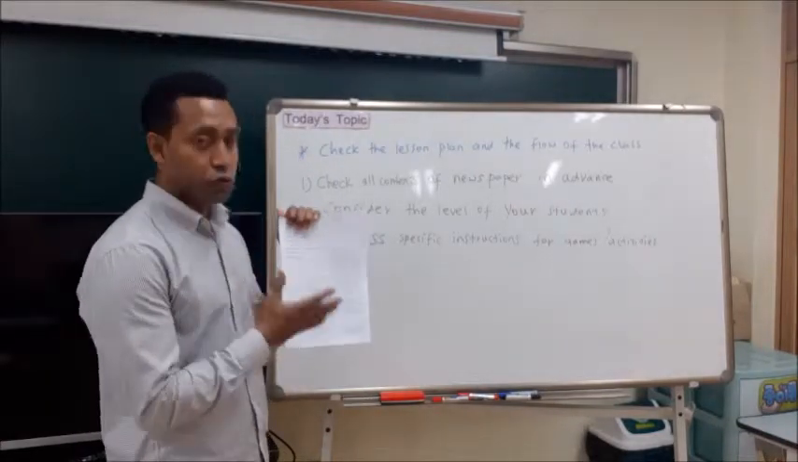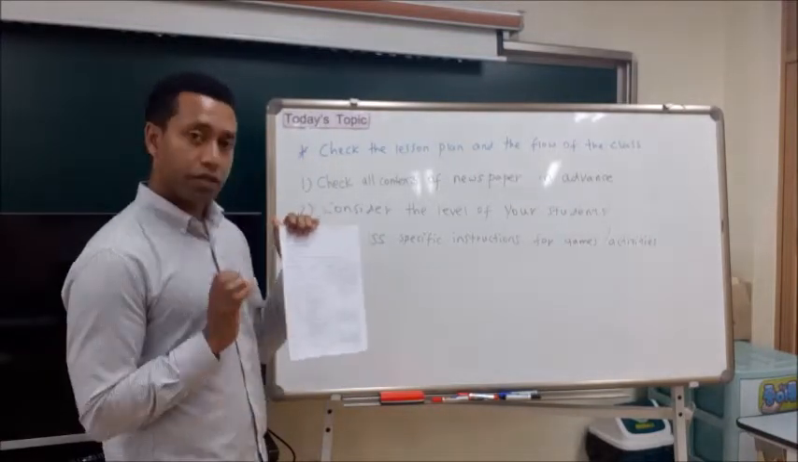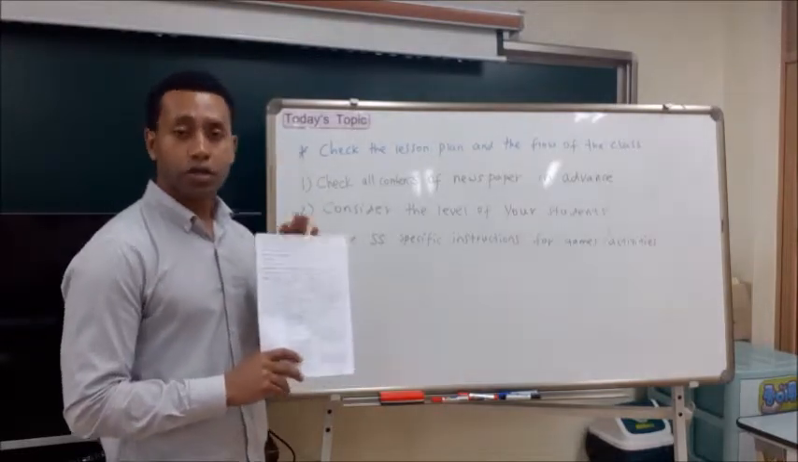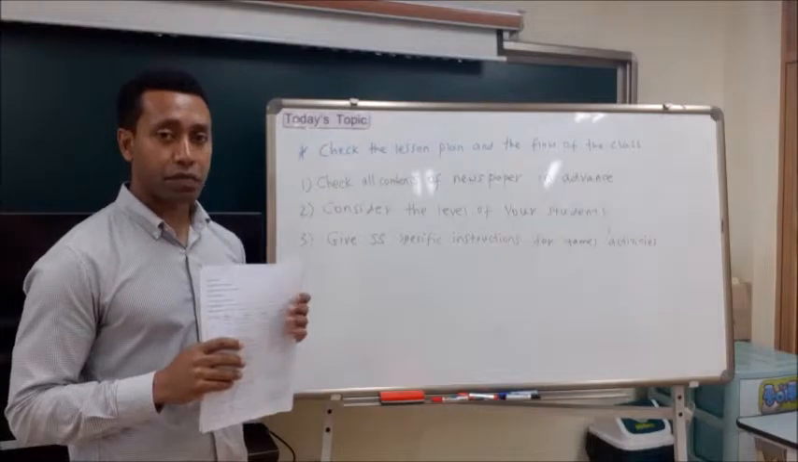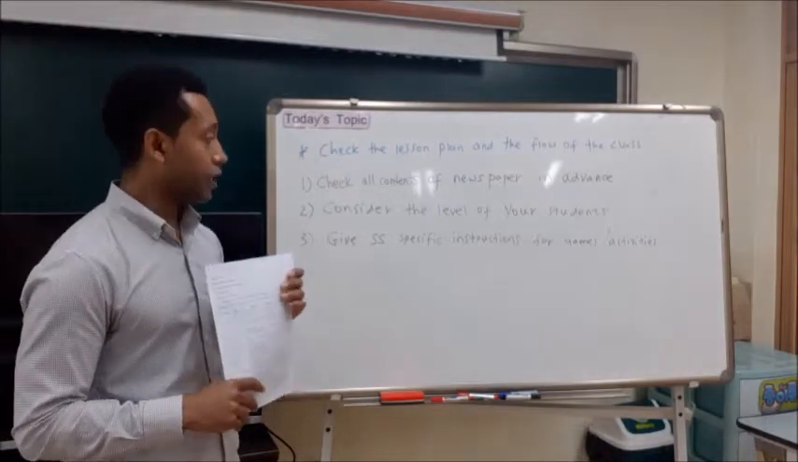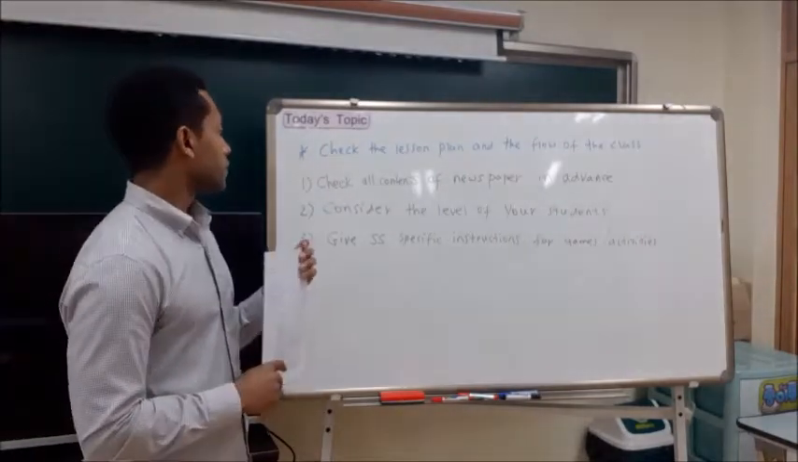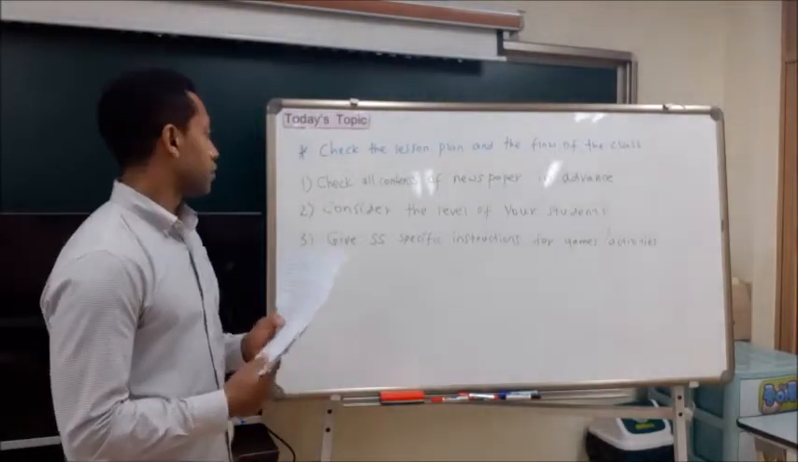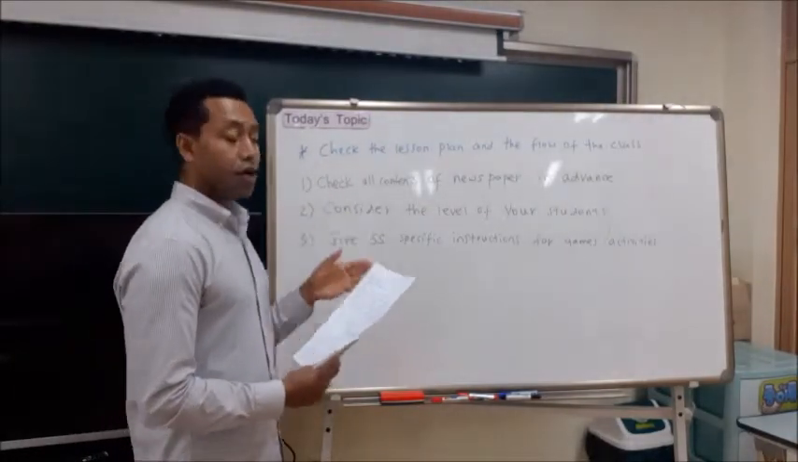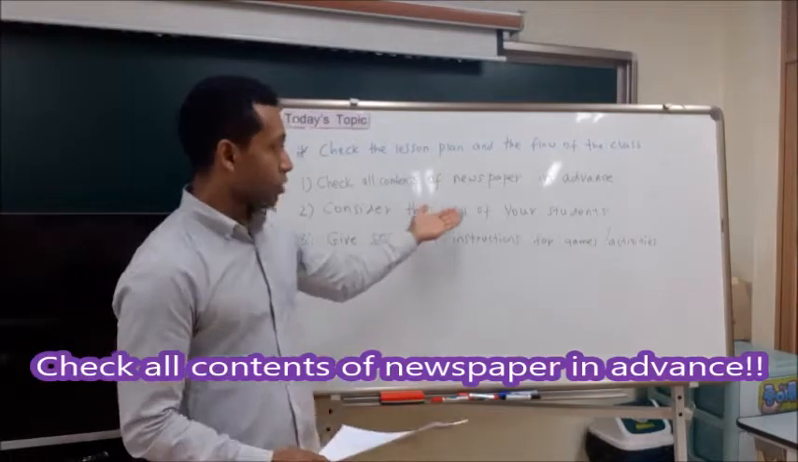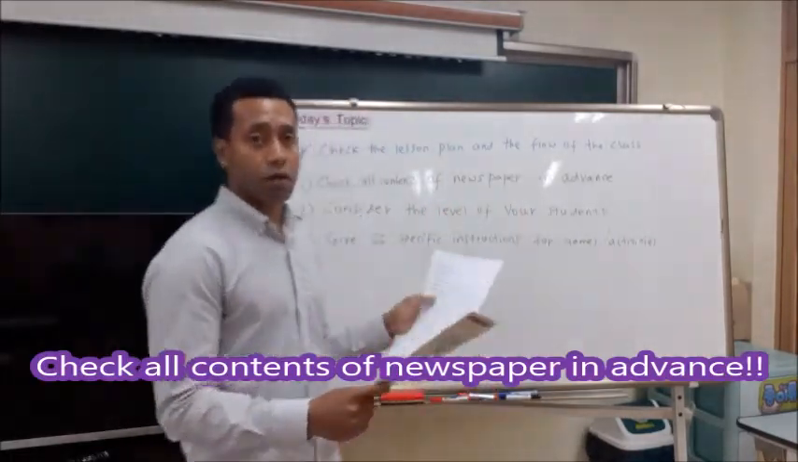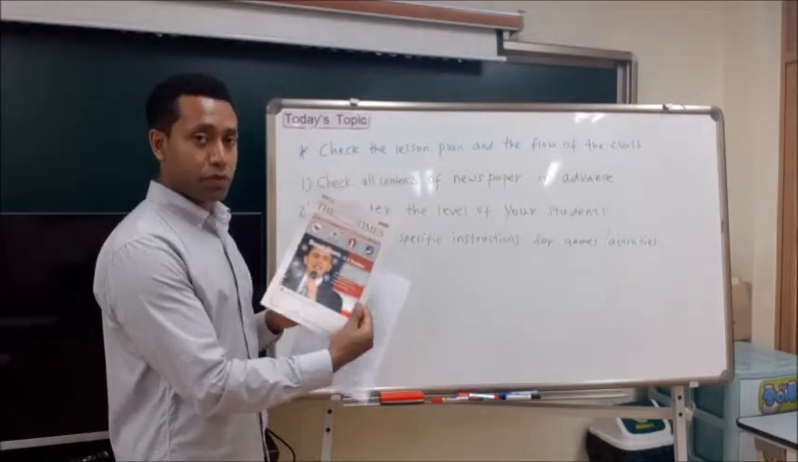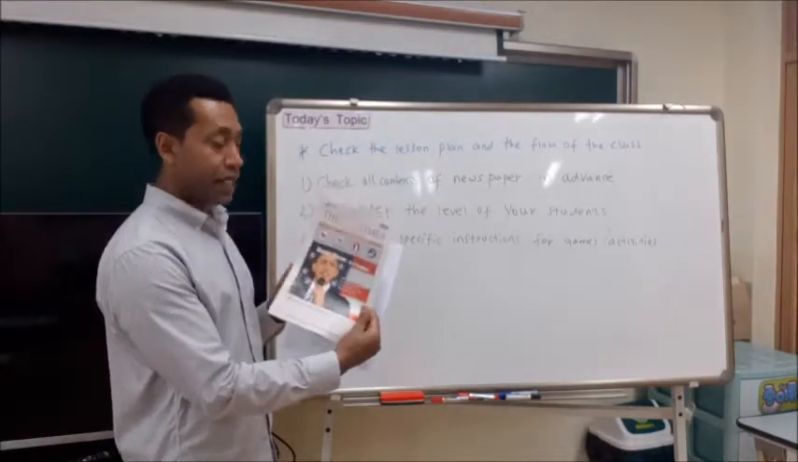So you can use what you need and you can take out what you don't need. That depends on your class, your time, the time of the class, and the level of the students. So the first thing you have to do is check all the contents of the newspaper, which is the Unicorn. If it is Unicorn 1, it has a newspaper for that book specifically.